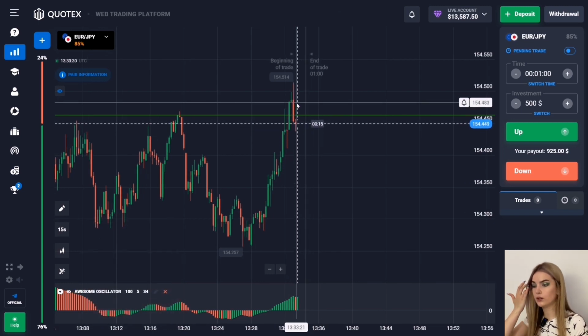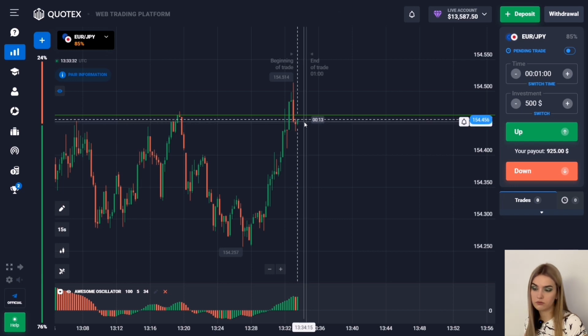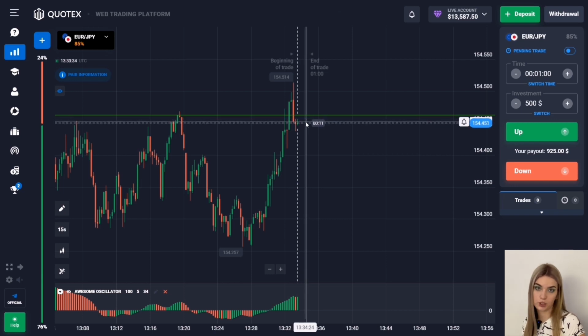The indicator turned out to be right again and gave us a really good entry point. The price has a really great potential for going up. Everything is going great, guys. Let's continue and consider another situation on the market.